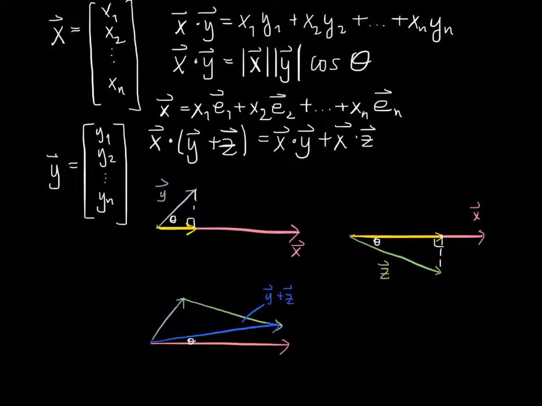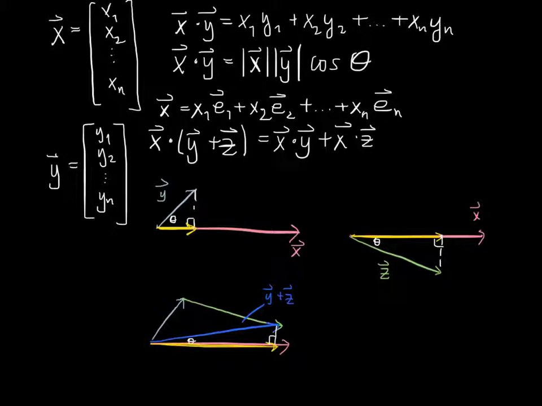And the length of y plus z times cosine theta would be the length of this yellow vector. That is the base of that right triangle. So the dot product of x dotted with y plus z, which is the left-hand side of this, is the length of this yellow vector times the length of the pink vector x.